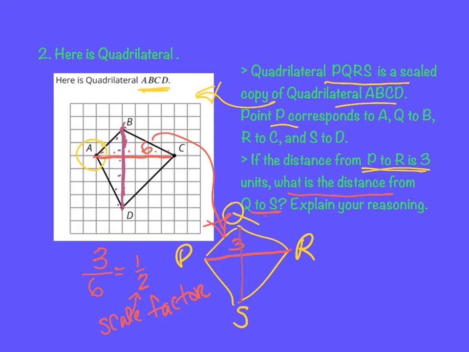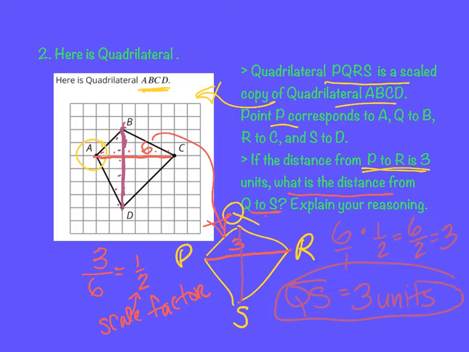Well, 6 is the original times 1/2, which is my scale factor. Put this over 1, and then I keep the top with the top and the bottom with the bottom. So that's 6 over 2. Lastly, you reduce. 6 divided by 2, of course, is 3. So the distance of QS is equal to 3 units.